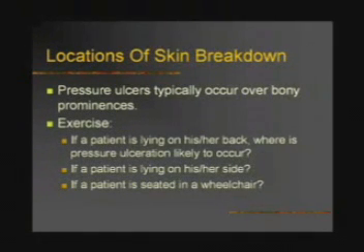Locations of skin breakdown. Pressure ulcers typically occur over bony prominences. Think now, if your patient is lying on his or her back, where are pressure ulcerations likely to occur? Think back of their tailbone area, heels, most common areas. What if your patient is lying on his or her side? I think hip most likely, knees, your outside ankle area. When your patient is seated in a wheelchair, new pressure ulcers coming on both buttocks, maybe the tailbone.